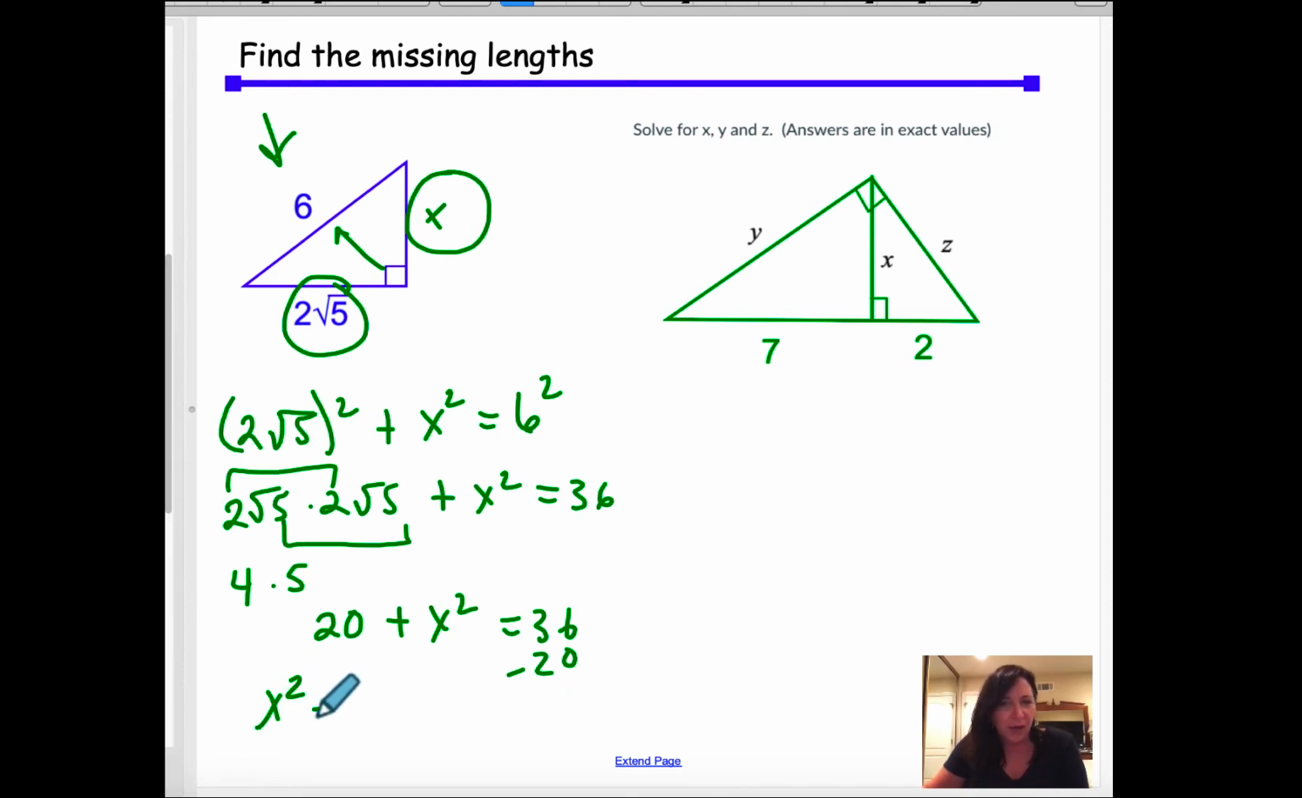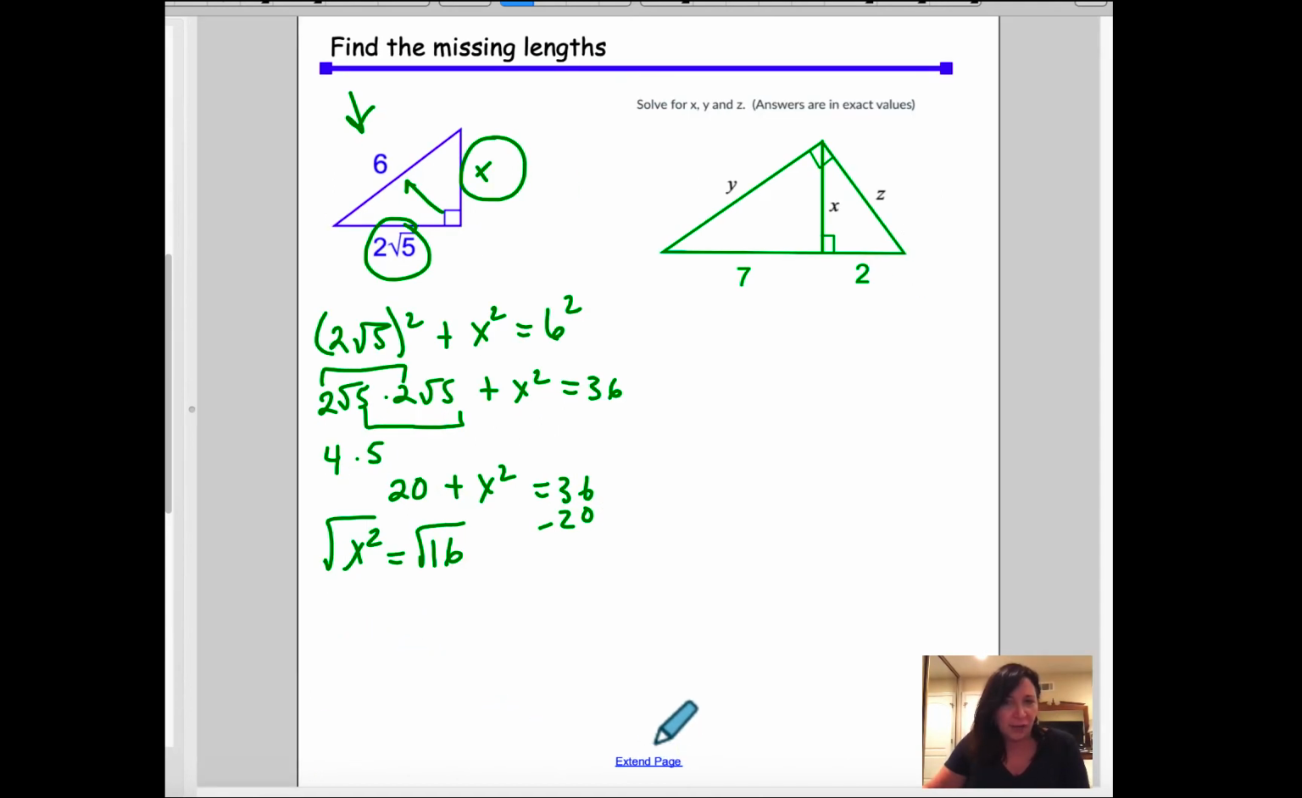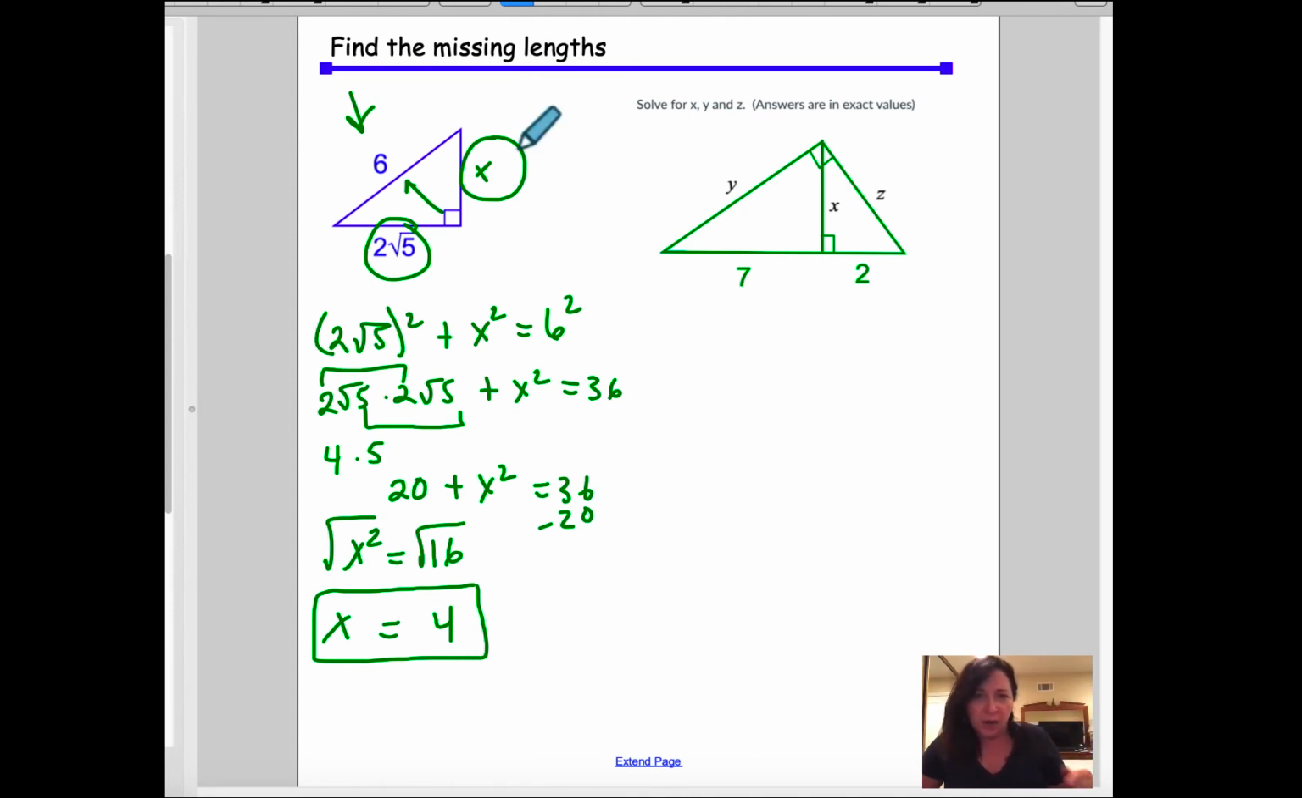So x squared is equal to 16, which means that when I square root both sides, x is going to equal 4. And that's it for that problem. But like I said, I want to remind you of why this is happening.